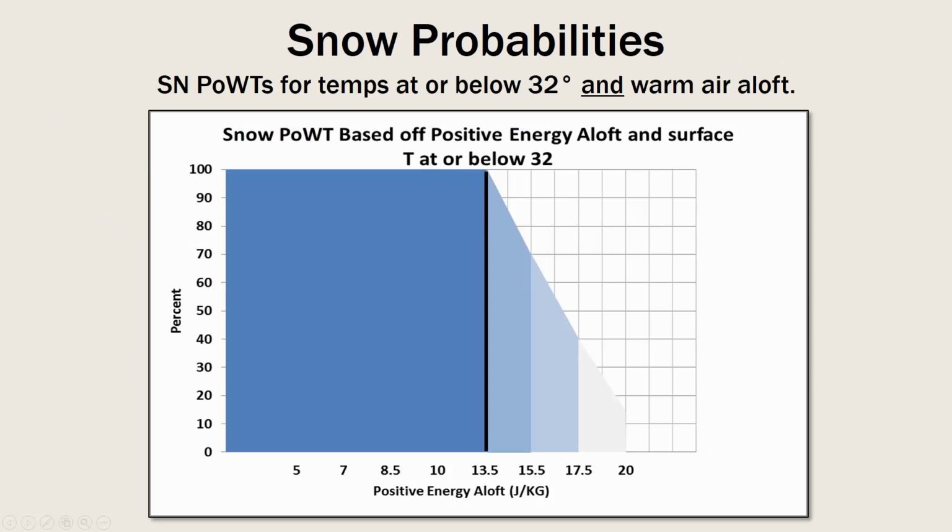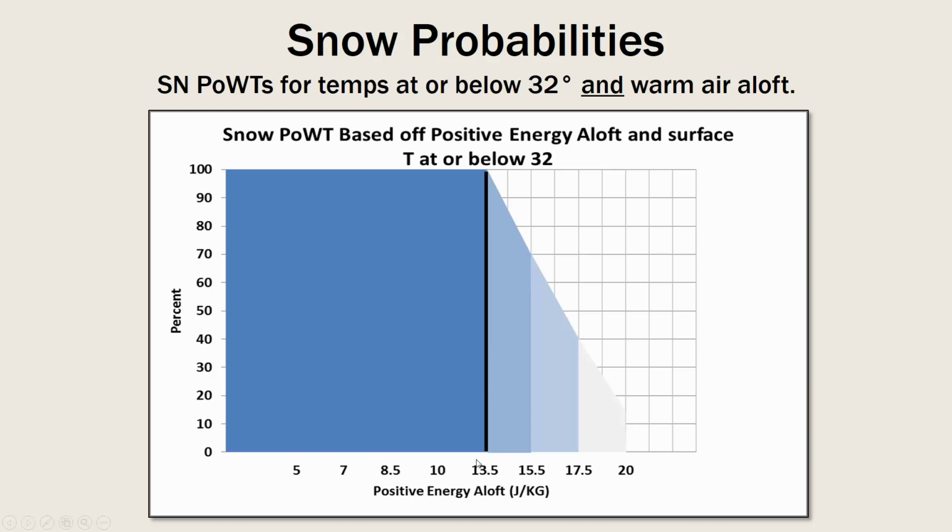All right, so if we jump in here and talk about how snow probabilities are derived from the method. If surface temperatures that we're forecasting are at or below freezing, and we have warm air aloft, so that means we would have positive energy aloft in our grid, more than 0. If that's the case, this chart shows how the probabilities of snow would be forecast.